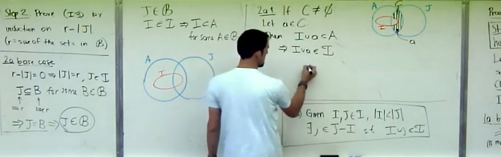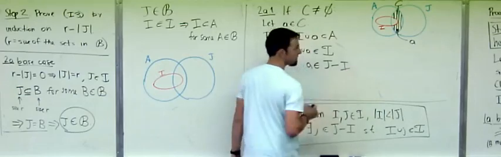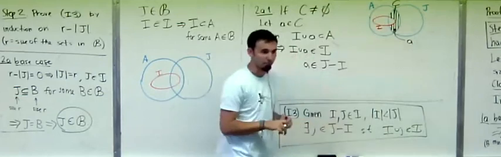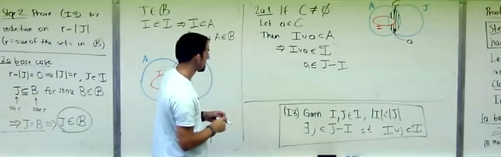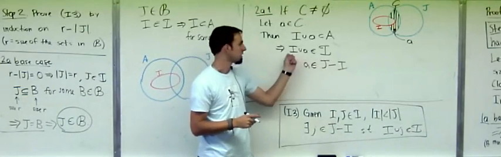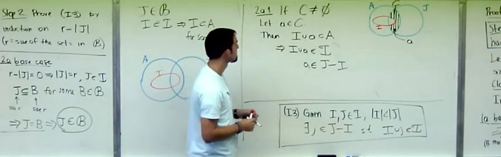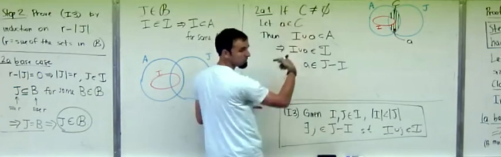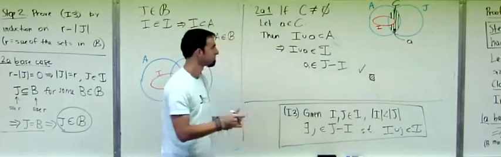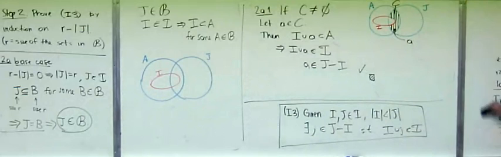And also, just by looking at the picture, you can see that A is an element of J minus I. Because look at it, A is inside J, and A is not inside I. So I started with I and J, and I showed that you can find A in J minus I such that I union A is in script I. That's what I wanted to show. So if C is not empty, I'm fine. It's my first case. If I'm in that first case, then I don't have a problem.